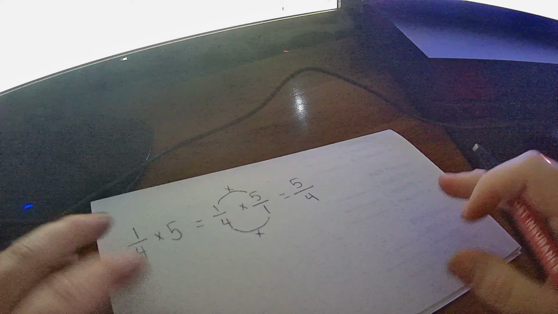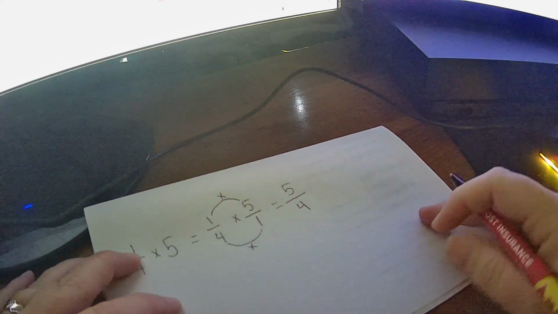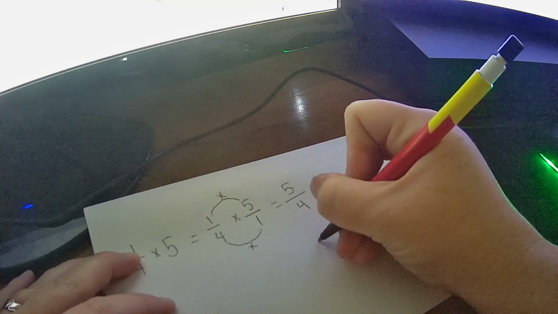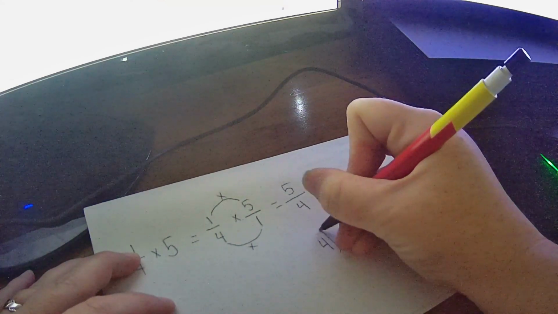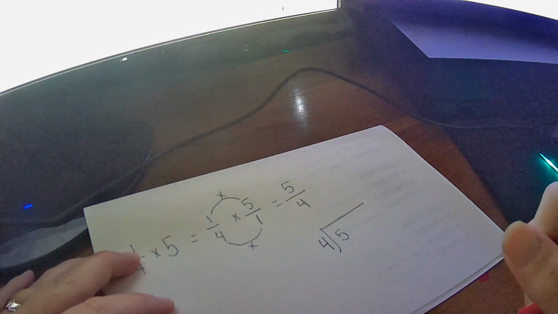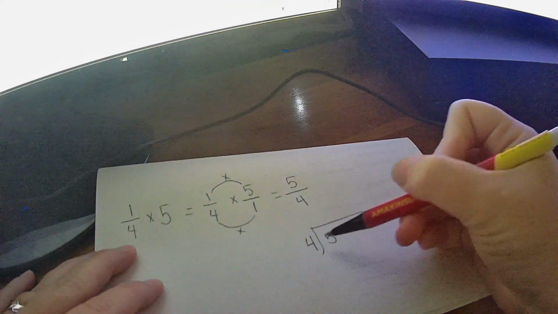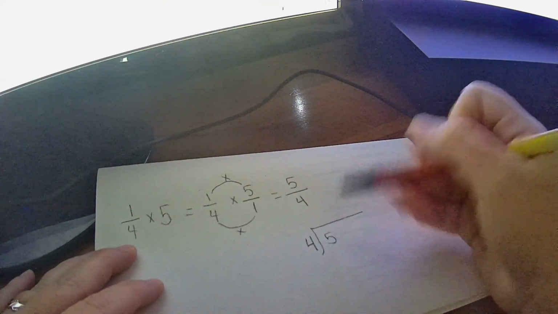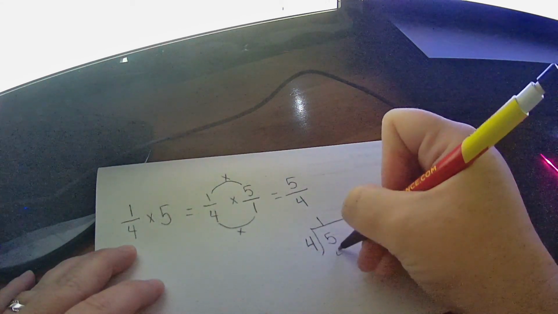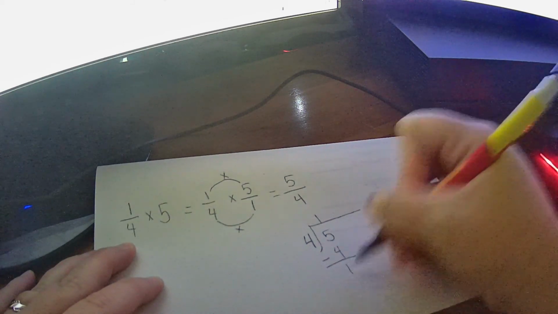So here's how we do it. We need to divide the fraction, and we do that by putting the denominator outside the house. So I put my 4 outside the house and my 5 inside the house. Now it's division. How many times does 4 go into 5? 1 time. 1 times 4 is 4. Subtract. 5 minus 4 is 1.